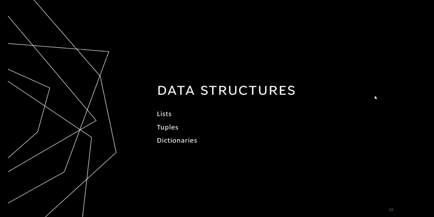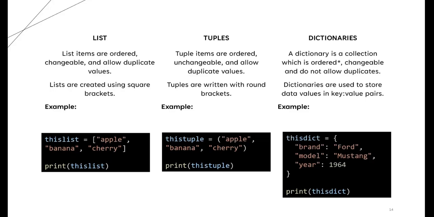Now let's talk about data structures in Python: lists, tuples, and dictionaries. Lists are ordered and changeable, and they allow duplicate values. They are created using square brackets, just like an array.